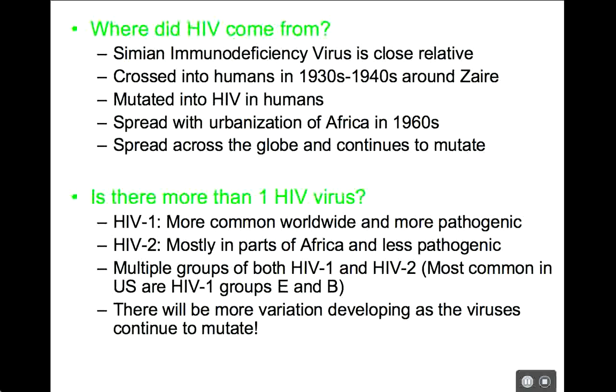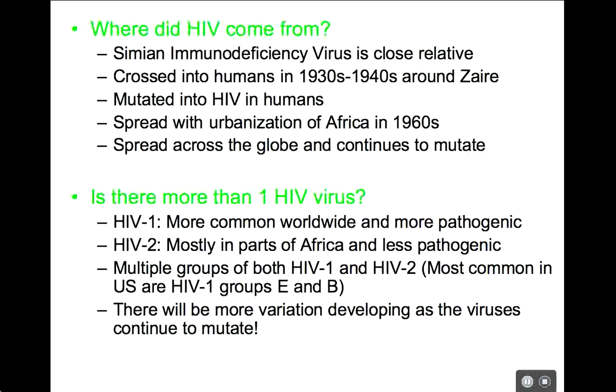It appears to be not related to HIV-1 directly, so it appears to be a separate crossover event, a second time that the simian immunodeficiency virus crossed into humans. It doesn't seem to be a mutation of the first HIV, it seems to be a totally separate virus.